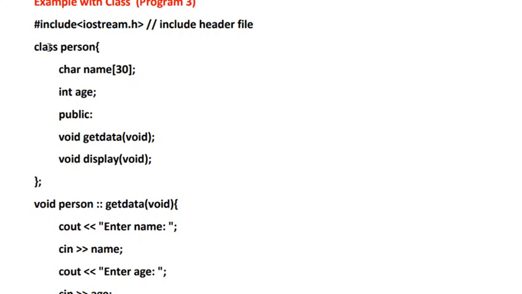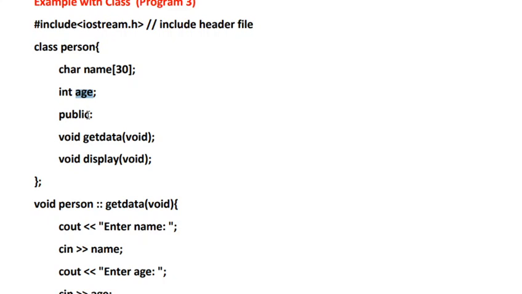Here we have a class named person. This is the way you declare a class. We have a class by the name person, and inside that class we have the attributes being defined. The attributes are name and age. Name is a character array of size 30 and age is an integer value. Whenever you create an object of class person, each object will have name and age.